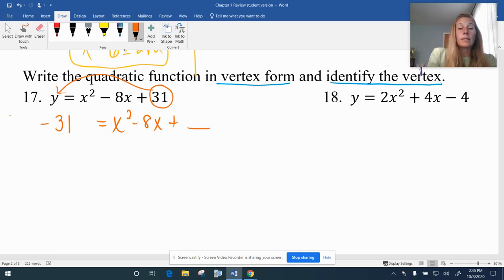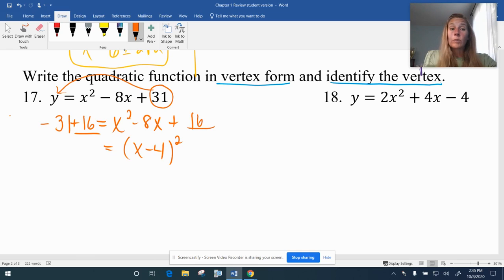Then I do that same process where I figure out what I need to add to each side in order to make this into a perfect square trinomial. So half of 8 is 4 and 4 squared is 16. And now I have x minus 4 as the square of my binomial. And when I combine those two like terms over here on the left, I get negative 15. Now, we're not solving, so we don't have to square root the two sides at this point.